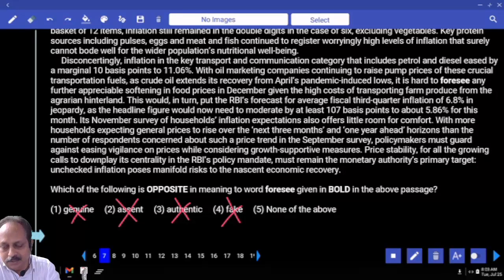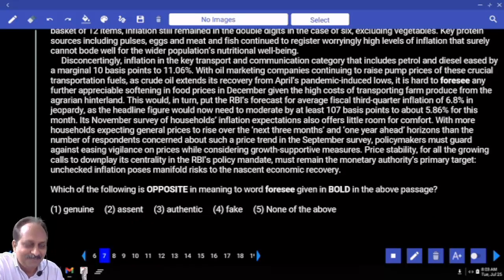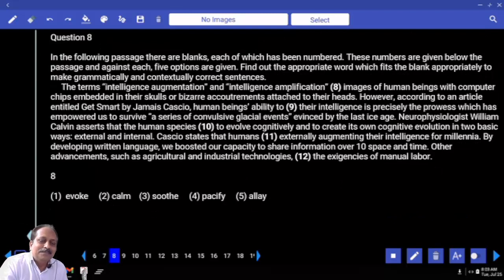Please make a note. Who has chosen none of the above? Good, very good, I appreciate. You're waiting for that question. Please go to the next one. This is a bit difficult. This cloze test, what is it about? Augmentation. Augmentation related to what? Intelligence, cognitive powers. A bit difficult to comprehend, but let us see how the blanks go and whether you can or not.